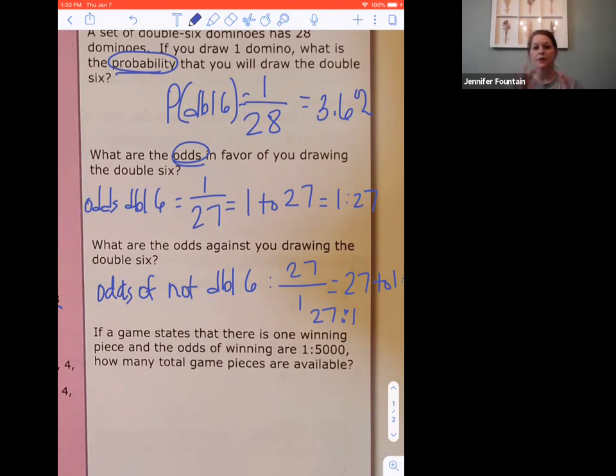So I can see how, looking at my probability, looking at my odds, it's not a huge chance of getting the double six. I have a better chance of pulling something else.